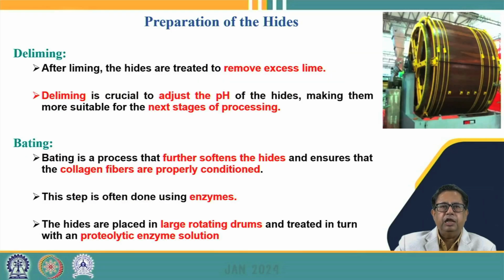Then we go for the deliming process, where we remove the excess lime which has been added to the hides. During the liming process, we have added lime as well as sodium sulfite. So we generally wash it to remove the extra lime, which has also raised the pH of the hides. We also wash it so that we can adjust the pH, and it becomes more suitable for the next stage of processing, because the next stage may require low pH values. That's why it is very important that we wash the hides completely after the liming process, so that they are delimed and the pH is reduced.